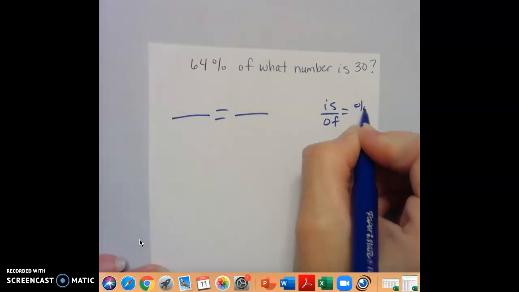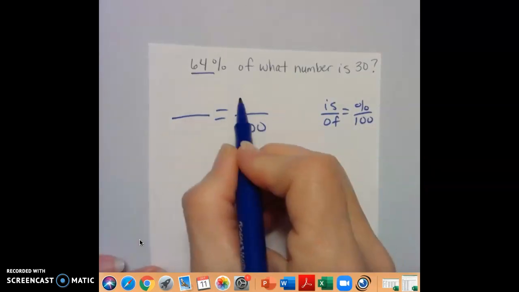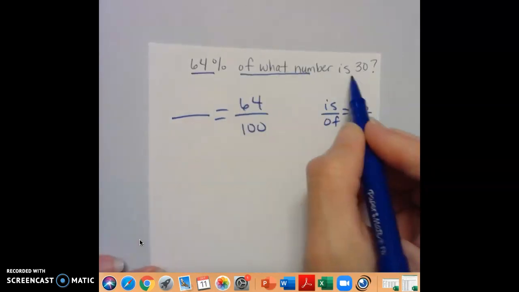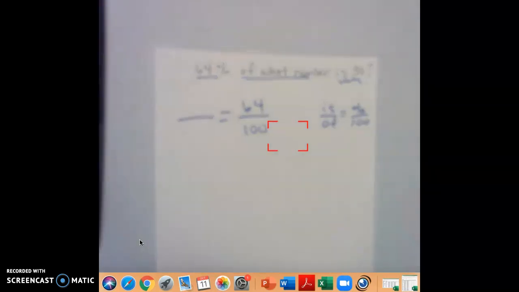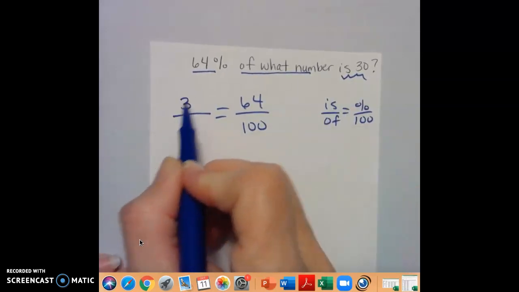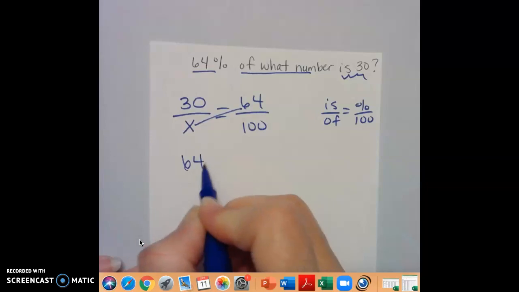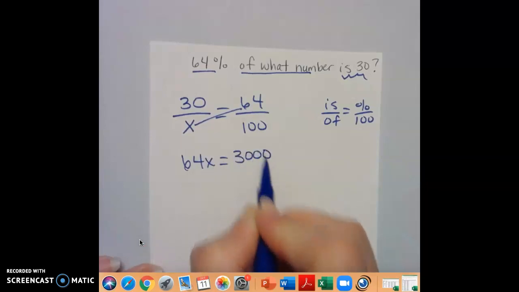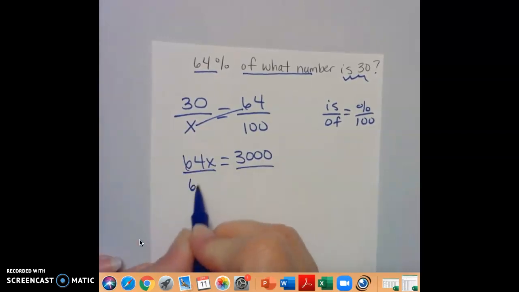Is over of equals percent over 100. So 64%, that was easy to recognize, and it says of what number is 30. So that is 30. Is on top. Of what number? That means we don't know what that's going to be. So we get 64x equals 3,000. So we're going to divide both sides by 64. So 3,000 divided by 64.